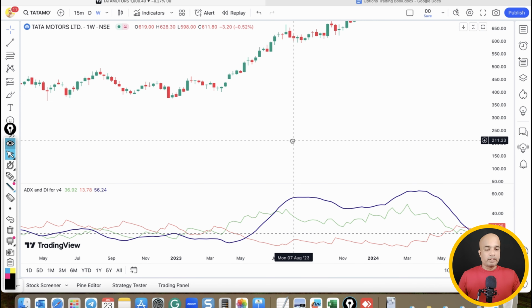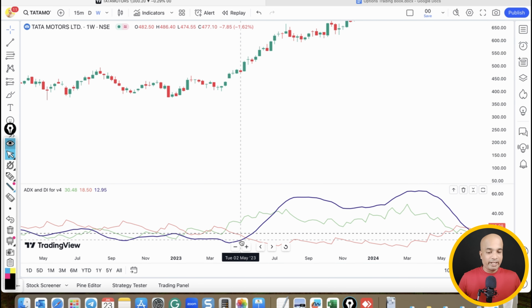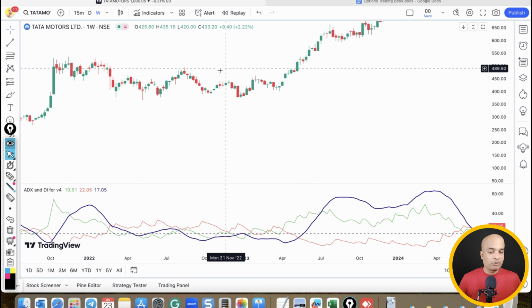Okay, so now the logic is very simple. Whenever the ADX line is above 20, and plus DI, the green color line, is above minus DI, the red color line, that indicates a strong uptrend actually. See here, the crossover happened here itself, but the real trend started when the ADX broke above 20. See, this is the breakout actually.